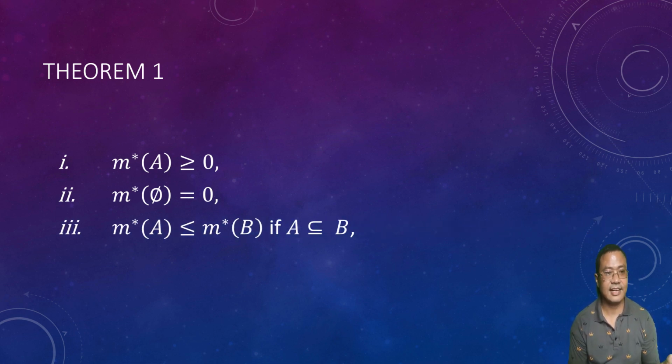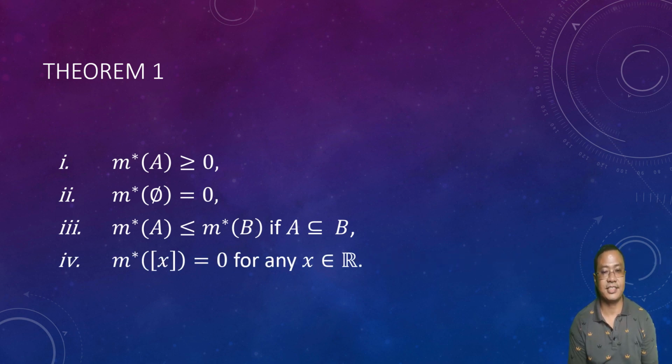All right. Number 3, the outer measure of a set A is less than or equal to the outer measure of B if A is a subset of B. Number 4, the outer measure of any singleton set {x} is equal to 0 for any x in R. So let us try to prove these 4 results. They are very elementary but very, very fundamental. We are going to use these in the more complex theorems.